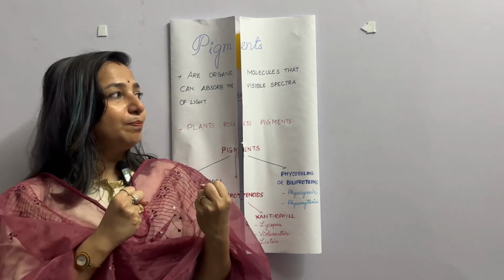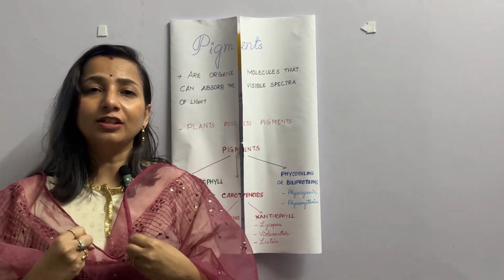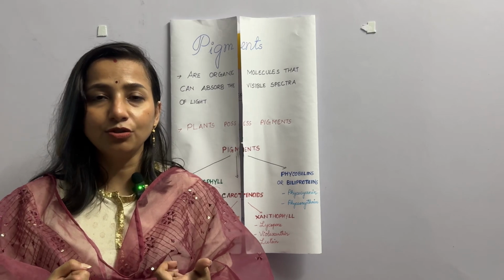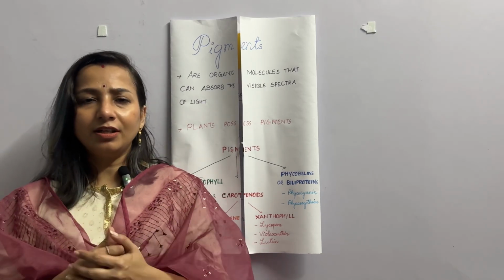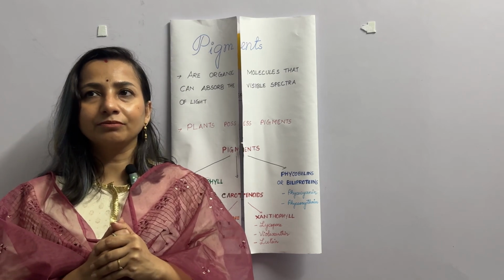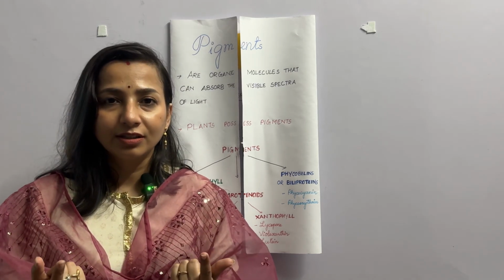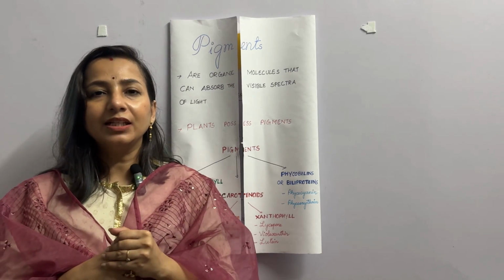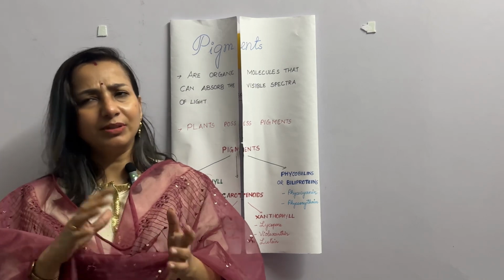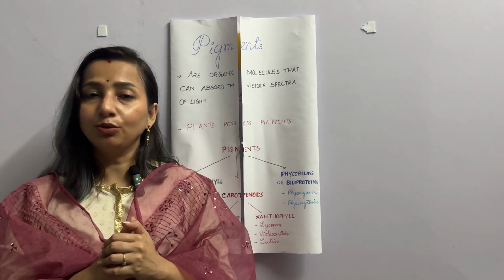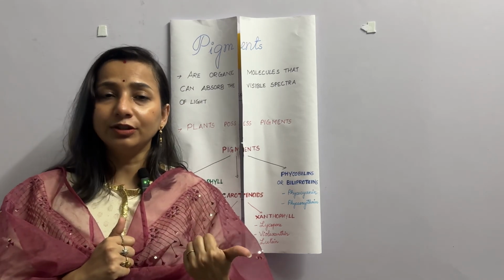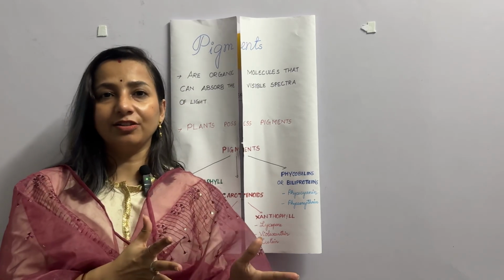So these pigments are able to convert that solar energy into a usable form of energy. Usable form means, suppose in India, if I say, what is the currency? Rupee, isn't it? But if you go to the US or some other country, will they accept rupee? No. We have to convert it into their currency, isn't it?